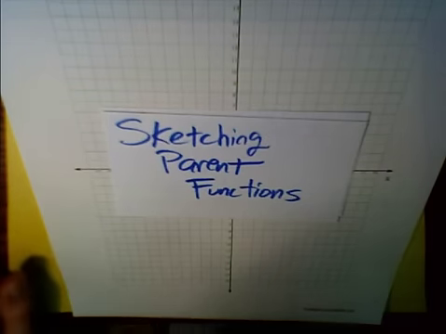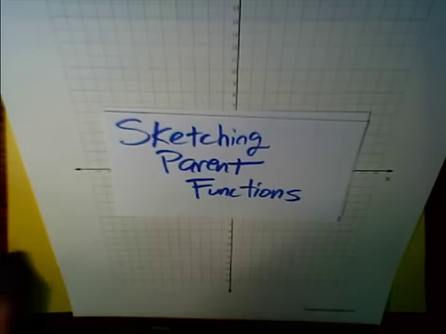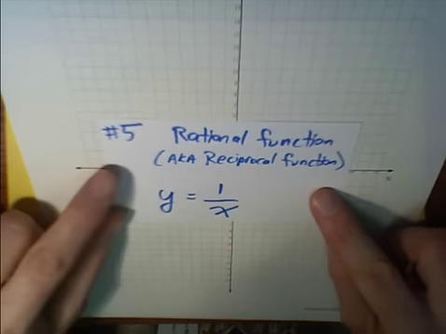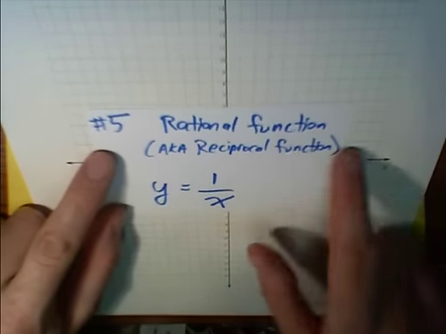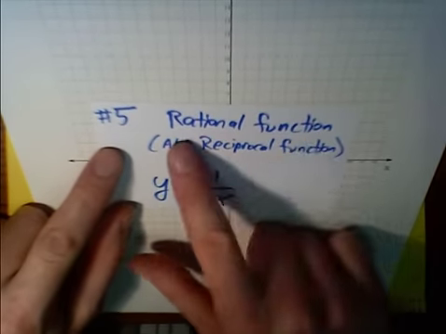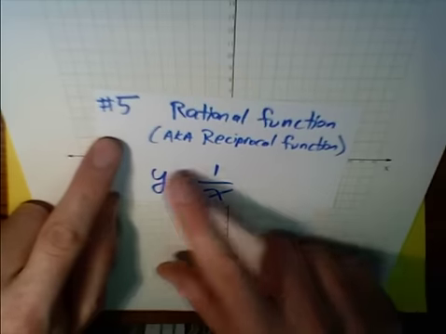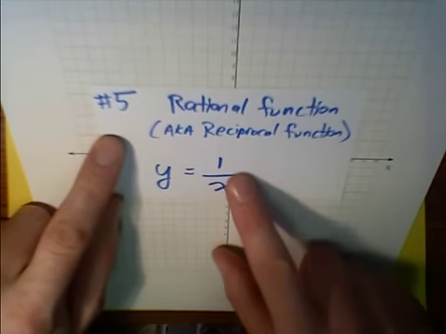Hello, in this series of 7 videos we're sketching the 10 most popular parent functions. In this 5th video we're going to graph the rational function. Sometimes people call it the reciprocal. I've seen it called inverse, but most people think of inverse as being something else, but basically we're going to be graphing y equals 1 over x.